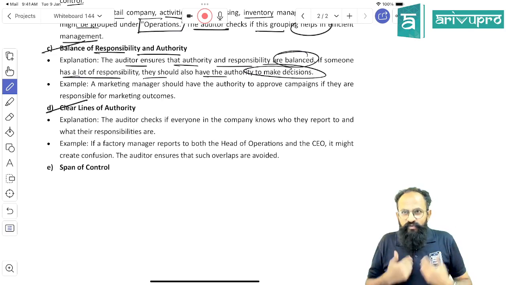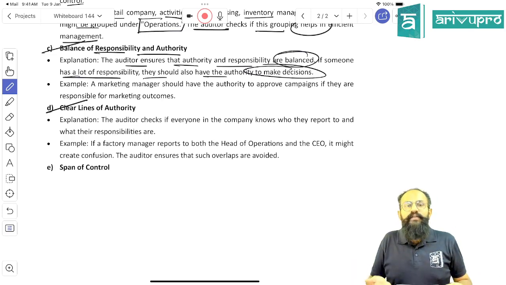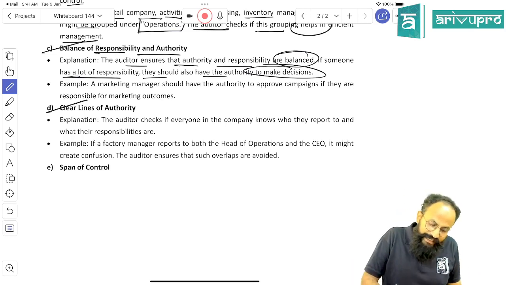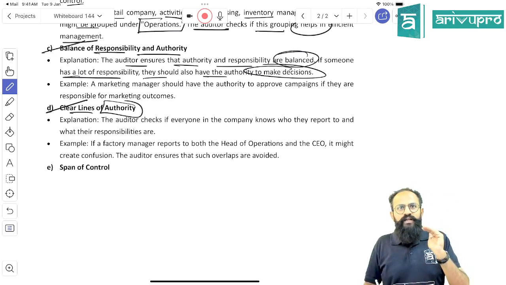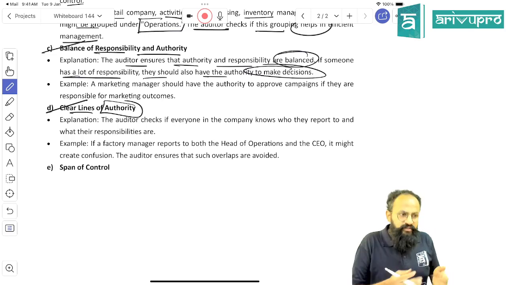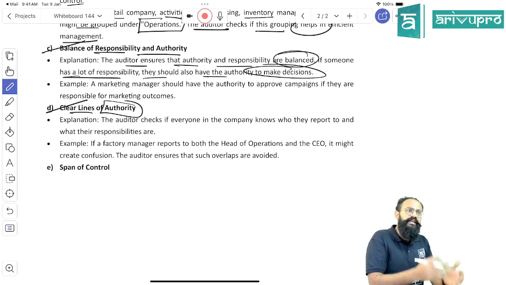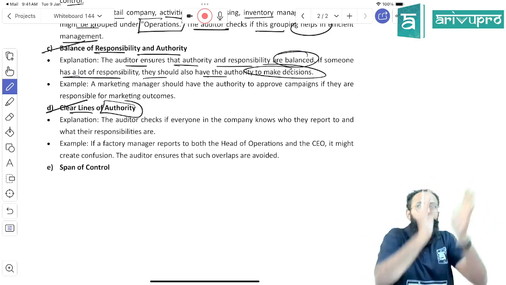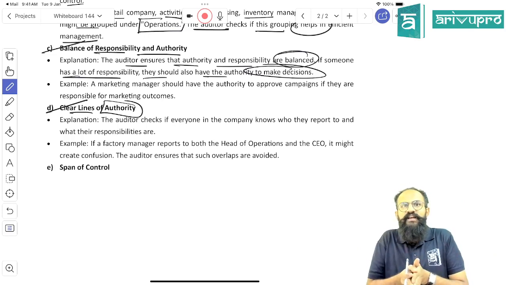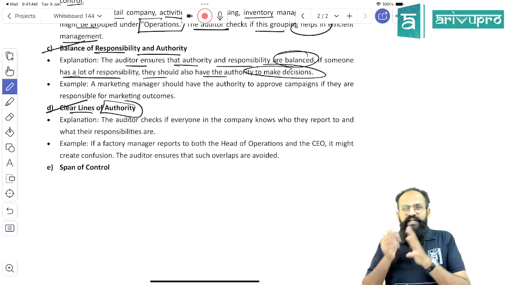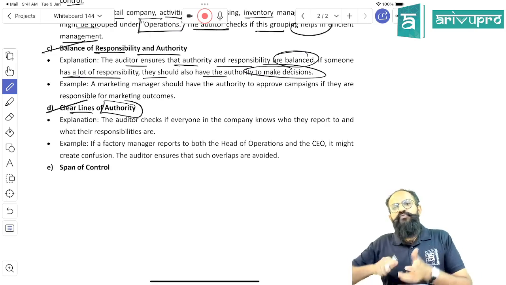I do not know if this happens, where should I go? That's what they are trying to tell you. Clear lines of authority. Are you getting what I am trying to tell you? Clear lines of authority means when tomorrow if I need something, I need to know clearly to whom I have to reach out to. If that itself is baseless, then they are telling you, no, an internal auditor has to come. He has to fix this gap.